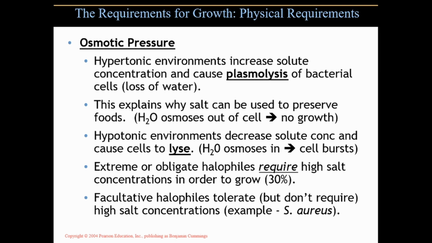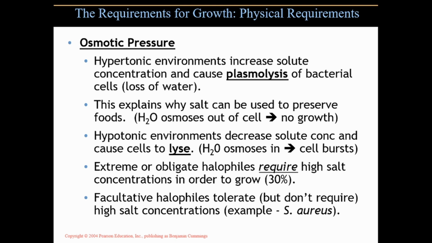So we'll look at water in relation to osmotic pressure. And so we learned and talked about in a previous chapter about the different tonics: isotonic, hypertonic, and hypotonic. Hypertonic environments increase the solute concentration, so you have a higher amount of solutes on the outside of the cell, and what that causes then is water to osmose out of the bacterial cells, which leads to plasmolysis, and so they can't survive in those conditions.